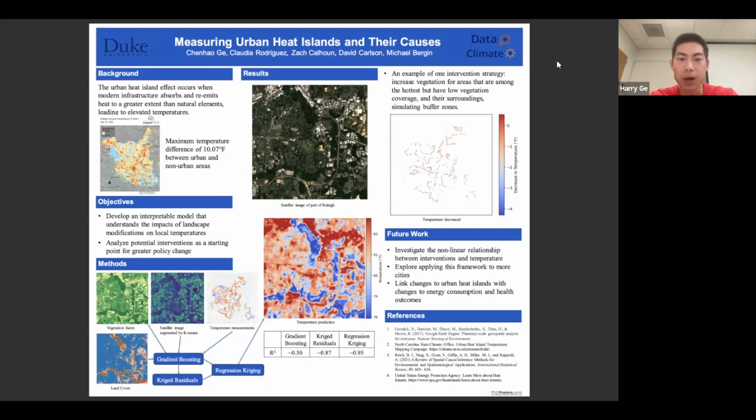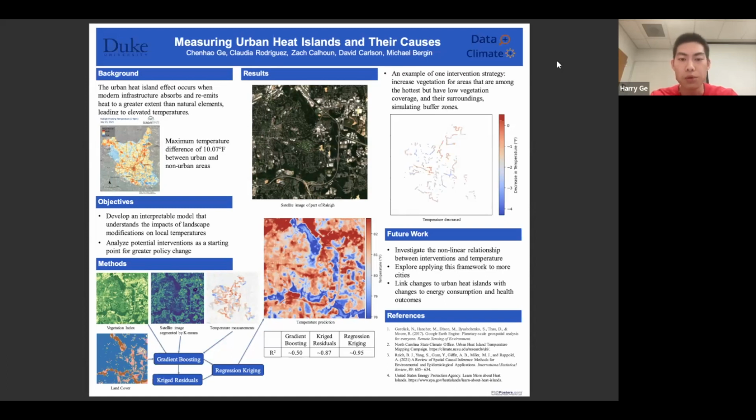So we assessed our model performance by looking at the test R-squared score. For the gradient boosting model, we got an R-squared of 0.5, which means it explains half of the variance. It's pretty good, but not good enough. So we used the Kriged residuals model to learn the residuals coming out of the gradient boosting model, and we got an R-squared of 0.87. Combining the two models, our final model has an R-squared of 0.95, which is very good.